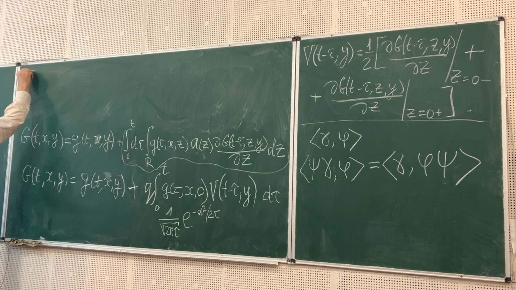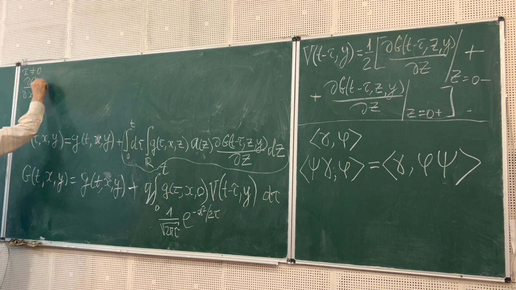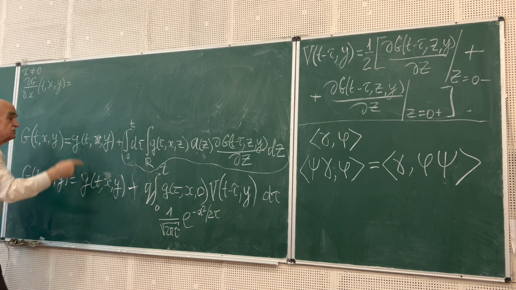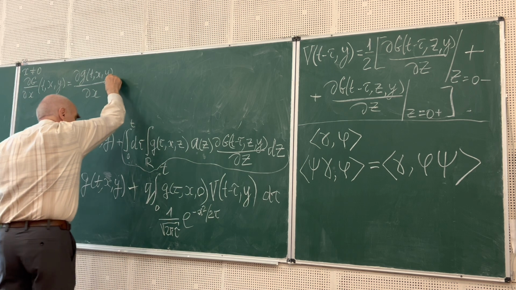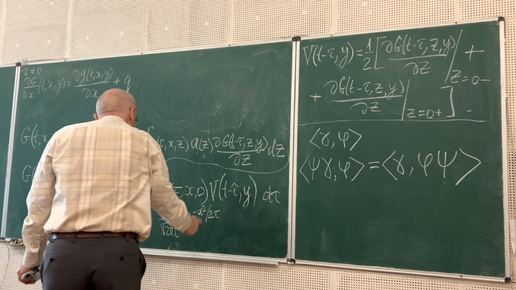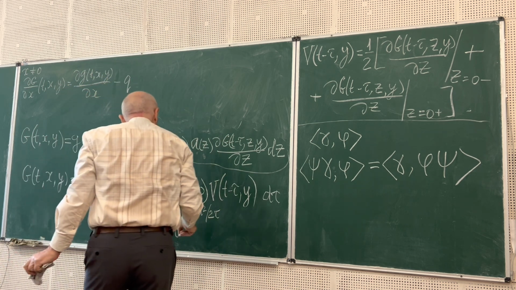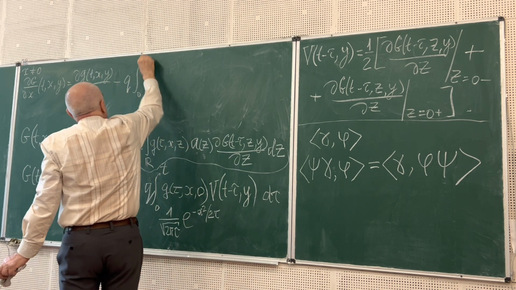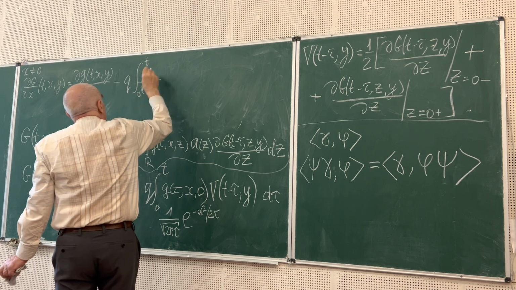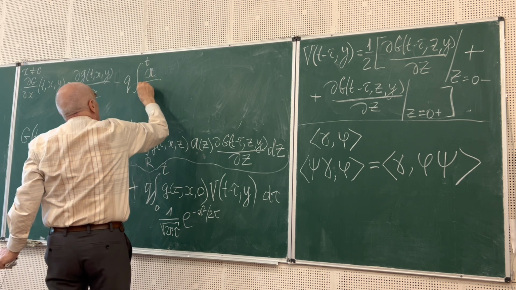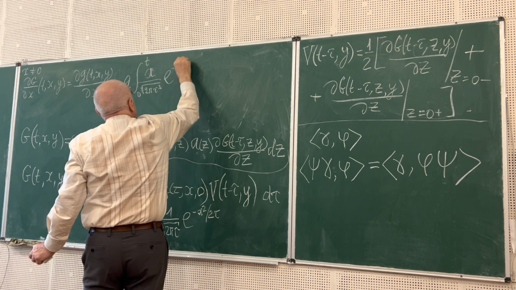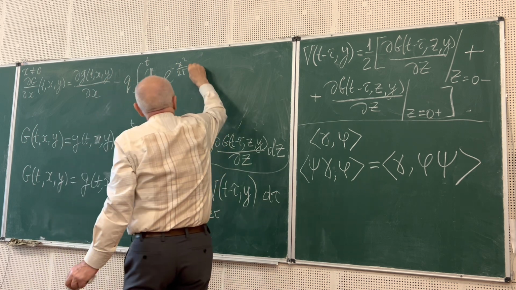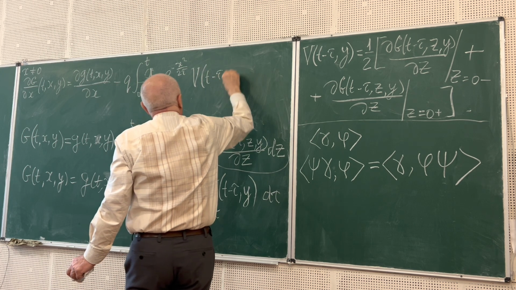So if x is other than 0, we can write down dg/dx (t,x,y) equals dg/dx (t,x,y) minus q integral from 0 to t of 1 over 2 x over the square root of 2 pi tau cubed, e to the power minus x squared over 2 tau, V(t minus tau, y) d tau.